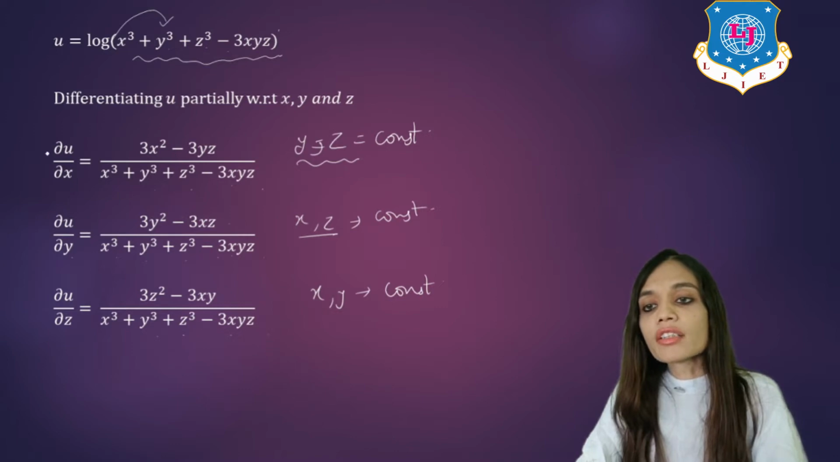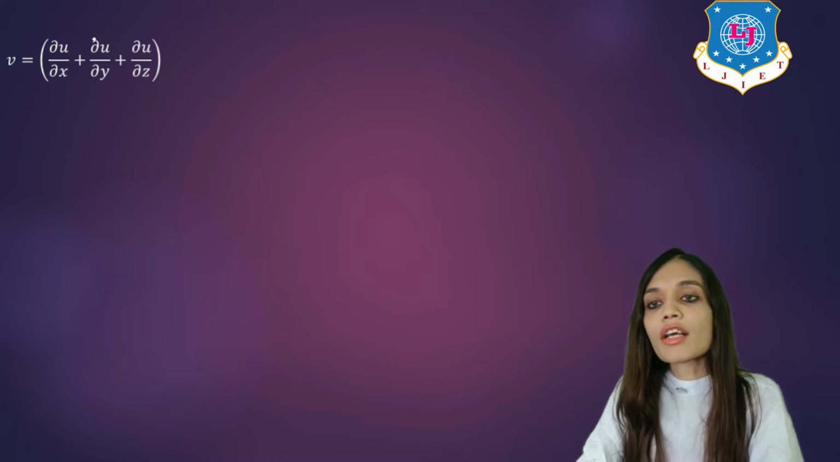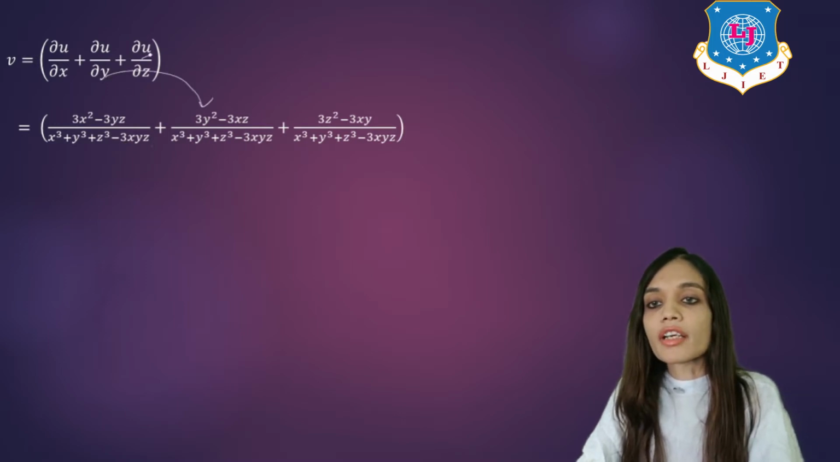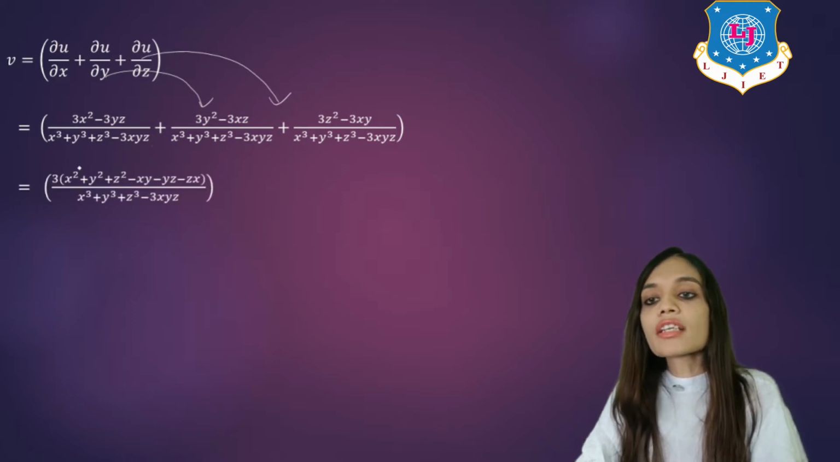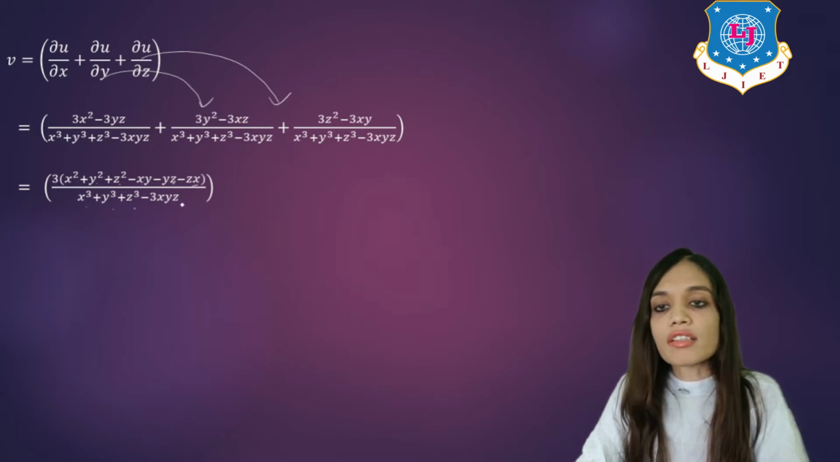Now we have to add these three. So on adding, we will get v is equal to del u by del x plus del u by del y plus del u by del z, is equal to 3x square minus 3yz upon x cube plus y cube plus z cube minus 3xyz, then put del u by del y, then put del u by del z. Add these three. So on adding and taking 3 common, you will get 3 times (x square plus y square plus z square minus xy minus yz minus zx) upon (x cube plus y cube plus z cube minus 3xyz).